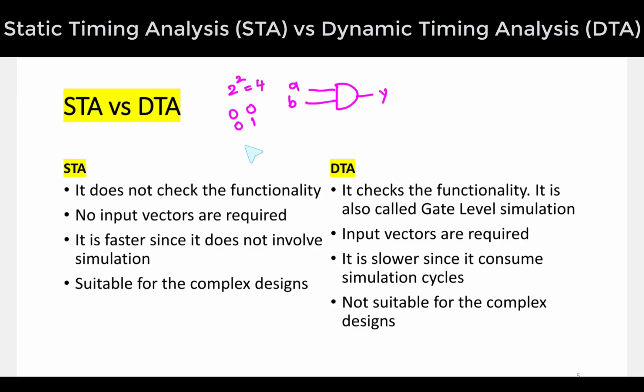So here as 2 inputs are there, you will be getting 2 power 2 combinations, that is 4, which is 0 0, 0 1, 1 0 and 1 1. Like this, suppose you have a design which contains 100 inputs, then 2 power 100 combinations are needed. So this many test vectors we need to apply and we need to check the functionality, so it will be more time consuming and it requires more simulation time. So that's why static timing analysis is faster compared to dynamic timing analysis. So this is the main difference between STA and DTA.